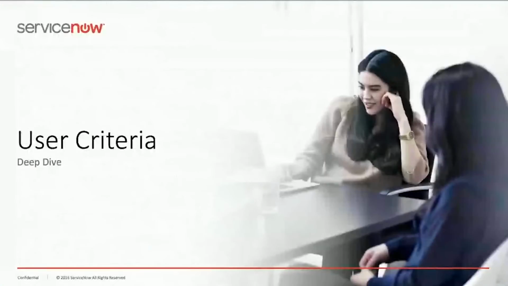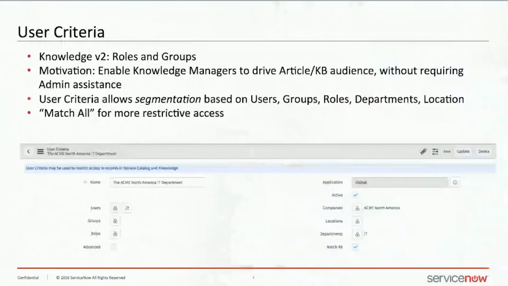All right, moving on to the highlight of this session, user criteria. We'll do a deep dive on this. So why user criteria? Knowledge V2 used roles and groups for article access control, and most of this was configured by the admin. So if you had to have a new role or a new group, you would have to go to your admin and do that. Our motivation for using user criteria was to move the power to the knowledge owners and the knowledge managers, and user criteria enables you to do that without requiring admin assistance.